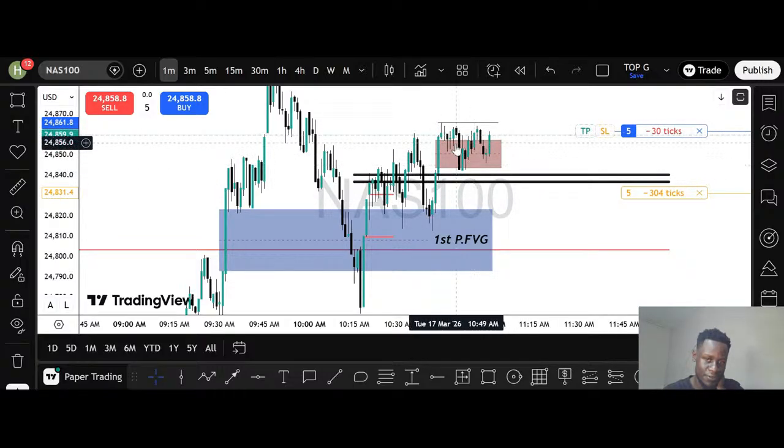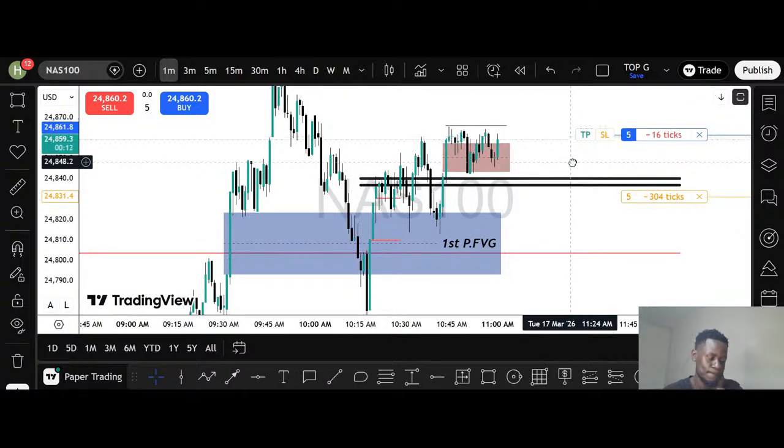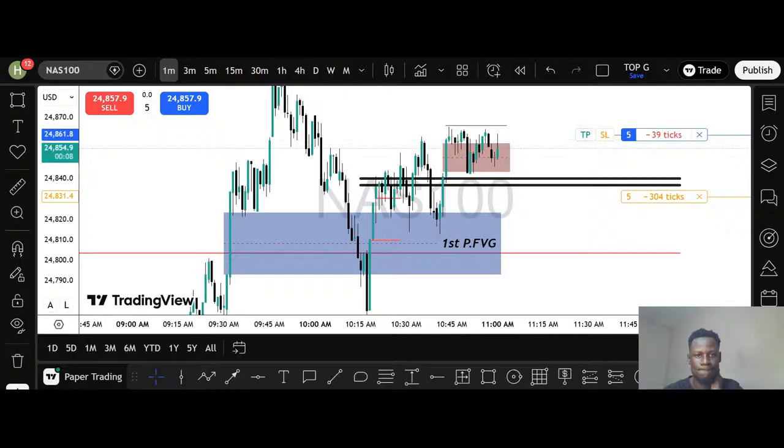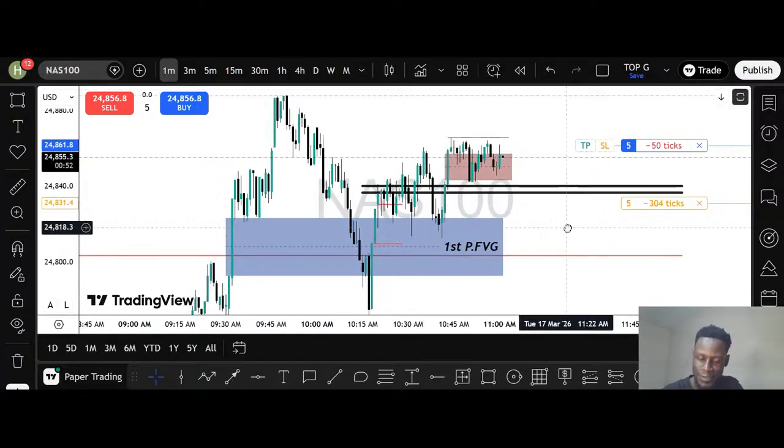But then most of the time, if I'm using a fair value gap, I don't want to see price take too much time in it, the way it's doing here. So again, it might fail, take out this high and then trade lower into now this lower fair value gap, which is likely to happen. The market is our boss, so whatever it wants to do, that's what will happen.